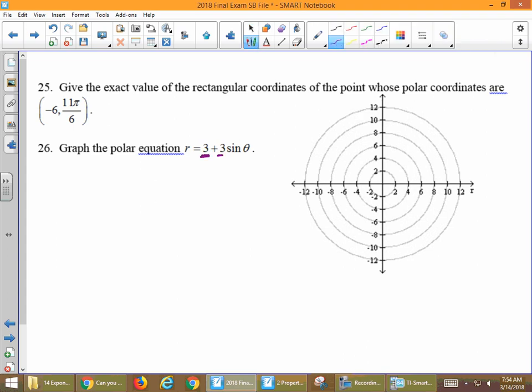It's a cardioid because the two numbers in front, the 3 and the 3, are the same. So that's going to make this a cardioid. It's going to be that guy that kind of looks heart-ish, with a flat bottom. Since it's a sine equation, it's going to be symmetric about the y-axis.